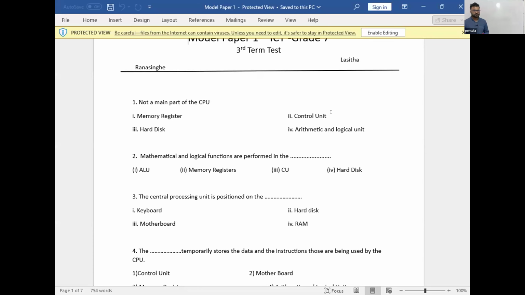If we go to the first question: which is not the main part of the CPU? Do you know what the CPU is? CPU stands for Central Processing Unit, right? Central Processing Unit of the computer.